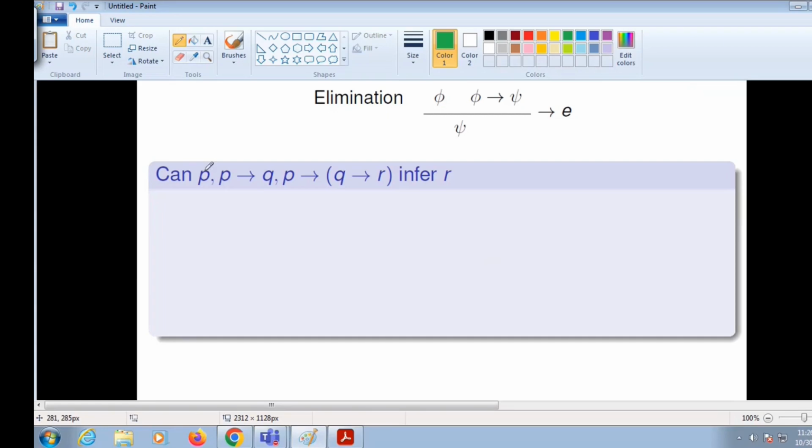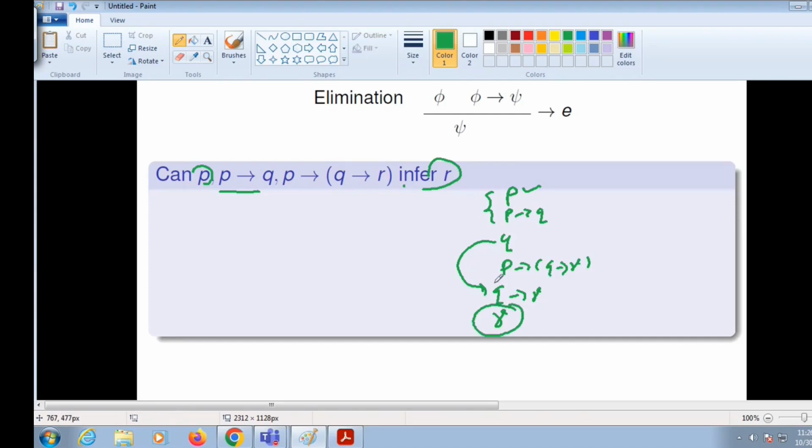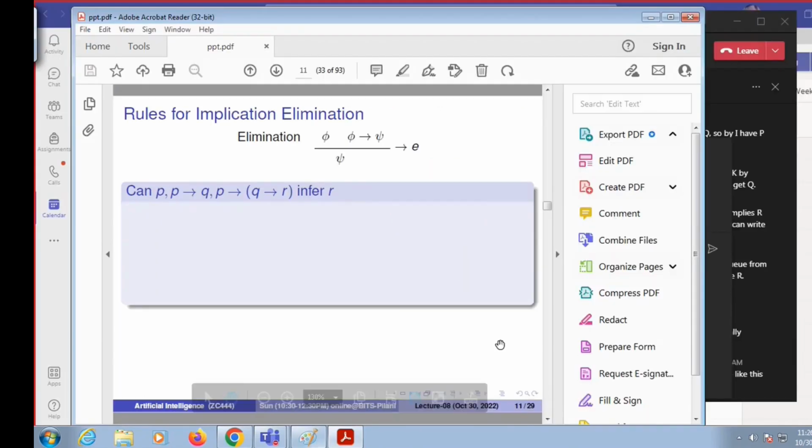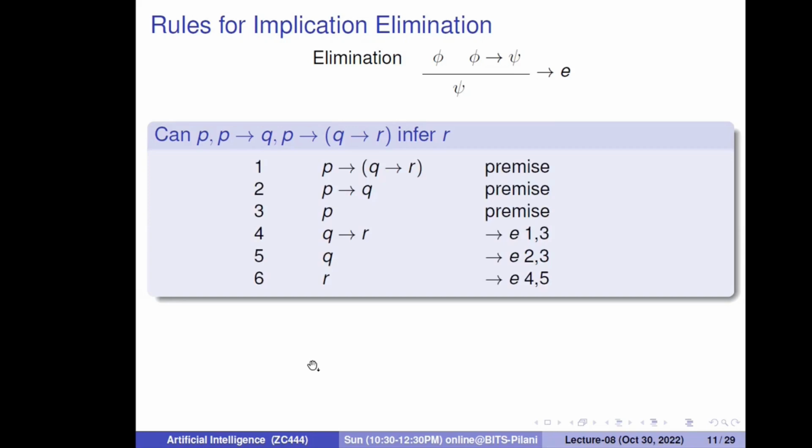So what do I have? I have premise P. I have P implies Q. By combining these things, I get Q. I also have P implies (Q implies R). Since I have P here, I can write Q implies R. Since I got the Q from here, I can say that I have R. So I have actually inferred R. I can write it like this. So you got the R? Yes or no? Very simple.